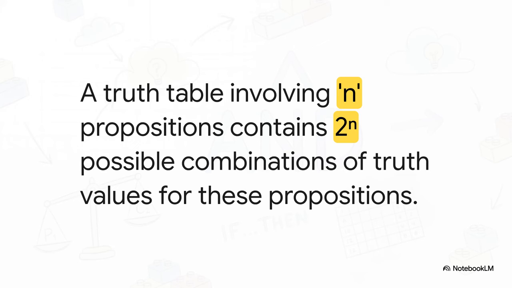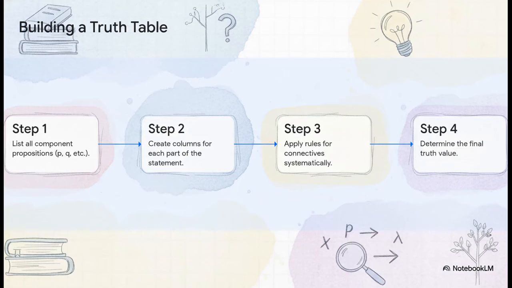So with two propositions, P and Q, you have 4 possible combos. But what if you add a third one, say R? Well, now you've jumped to 8 rows. It just goes to show how fast things can get complex, but also that we have a system ready to handle it. And you know what?